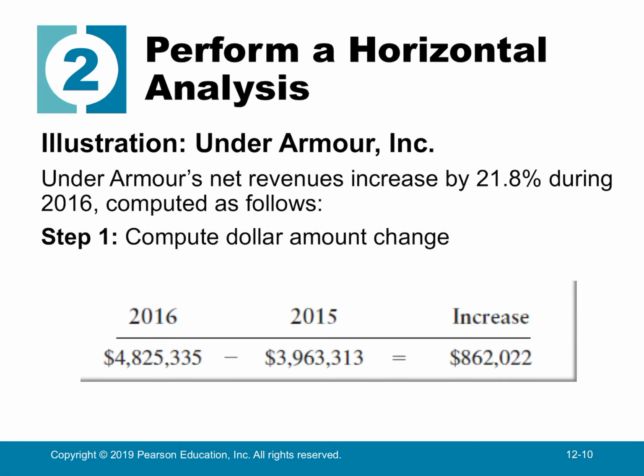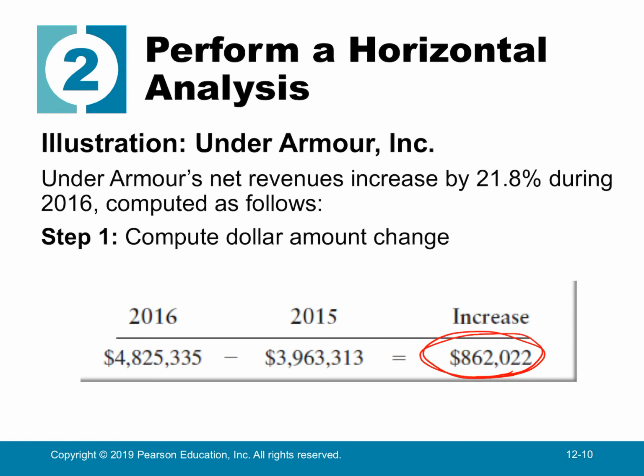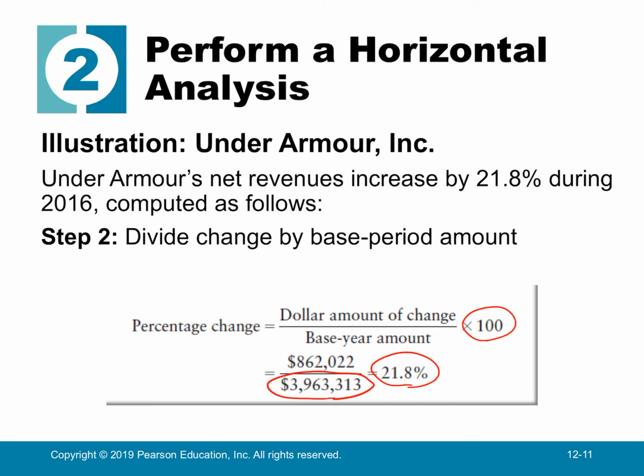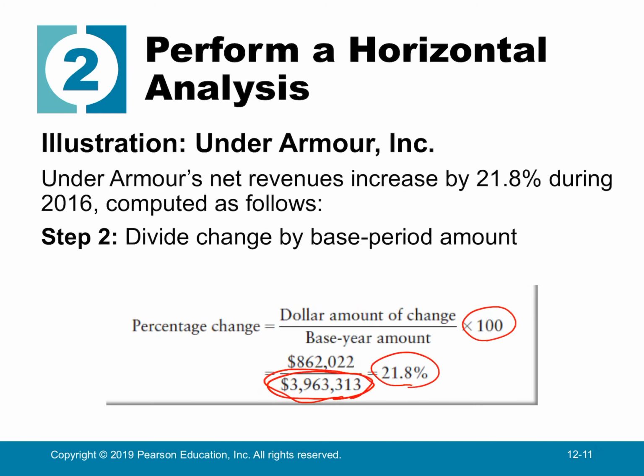How did we calculate this 21.8%? We took our increase, 862,022, and divided that by the base year, multiplied that times 100, and that gave us the percentage change, 21.8%. Again, calculate the difference from one year to the next. In this case, this was an increase. It could have been a decrease. And then take the base year. In this case, the base year is 2015. That gives me the calculation of growth from 2015 to 2016.